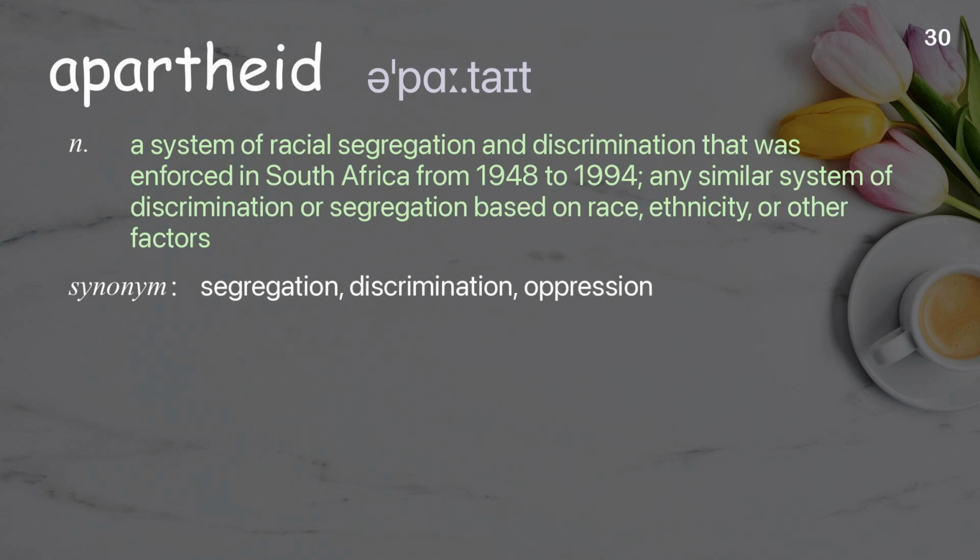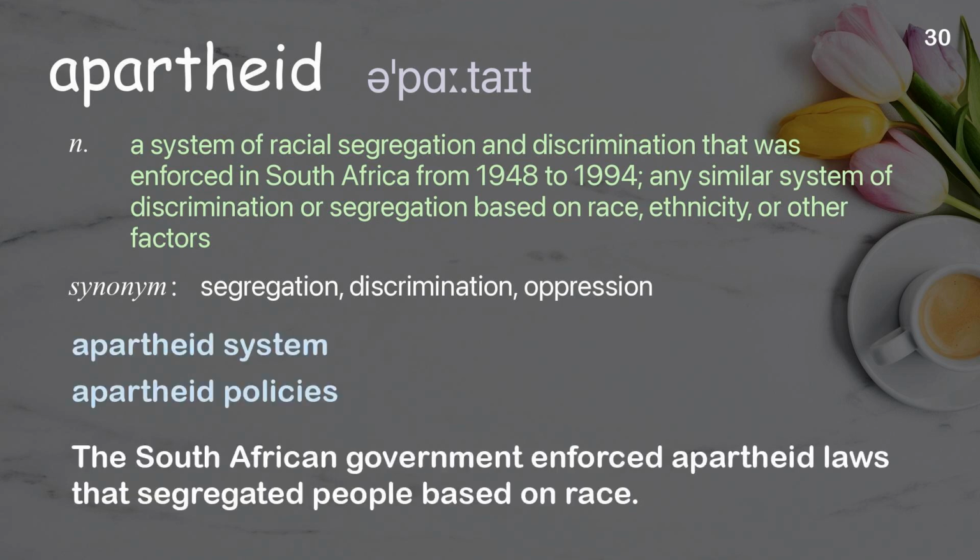Apartheid. A system of racial segregation and discrimination that was enforced in South Africa from 1948 to 1994. Any similar system of discrimination or segregation based on race, ethnicity, or other factors. Examples: Apartheid system. Apartheid policies. The South African government enforced apartheid laws that segregated people based on race.